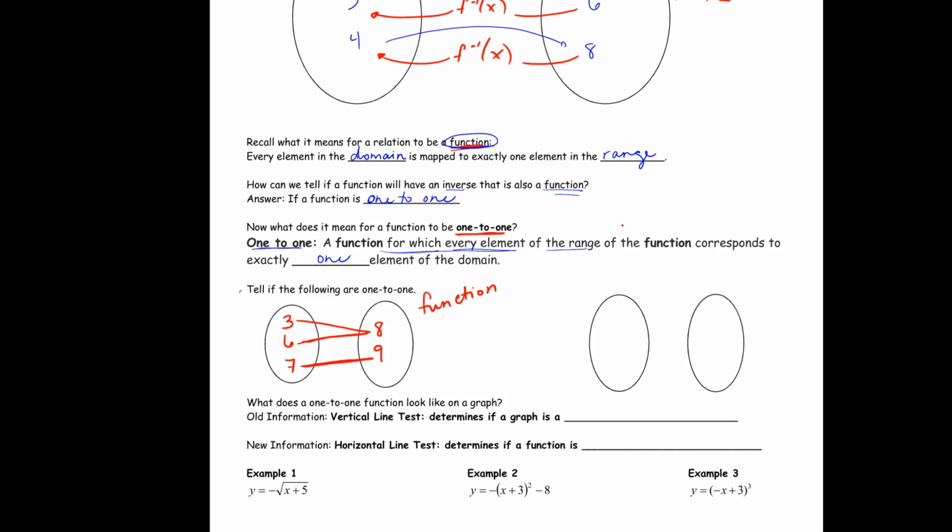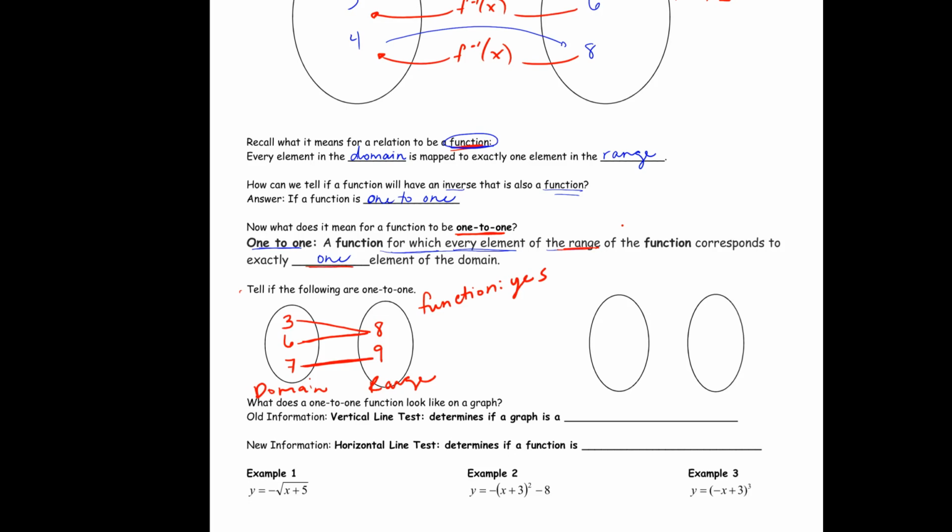Yes. It's a function, yes, because every x value has a unique value in the range. If I graphed those points, 3, 8, and 6, 8, it would pass the vertical line test. Now my question is, is it one-to-one? Let's look at the definition. It's a function for which every element of the range, so that would be the second part. Remember, this is your range, this is your domain. So every element of the range of the function corresponds to exactly one element of the domain.